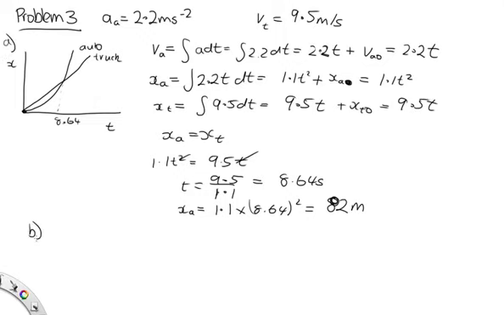In part B, it asks us how fast will the car be travelling at this instant. Well, we've got the instant now, and we've got the equation for the velocity of the car here. So the velocity of the car is equal to 2.2t, which is 2.2 times 8.64. When we do that on the calculator, we get 19.00, so we just write 19 because that's two significant figures, so meters per second. And that's the answer to question 3. Okay, problem 4.